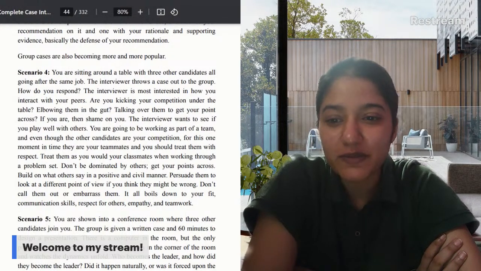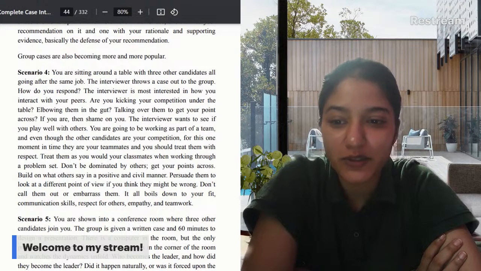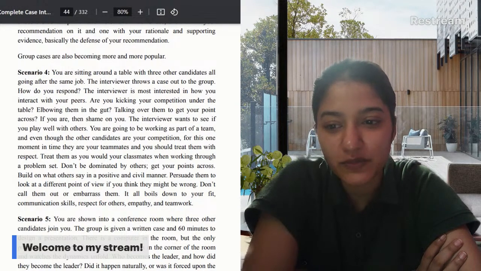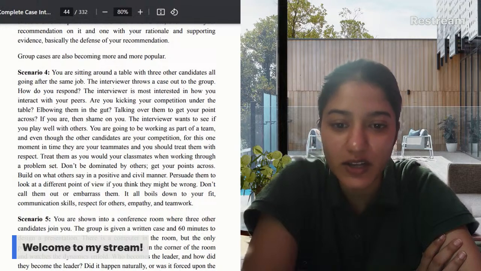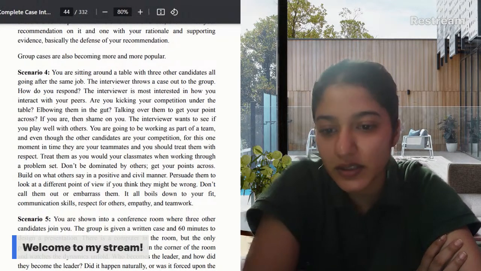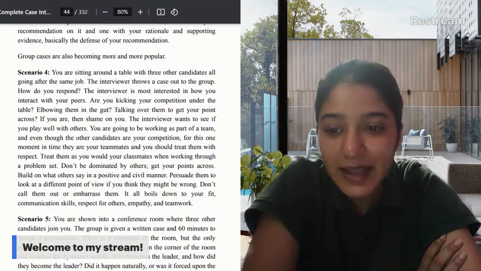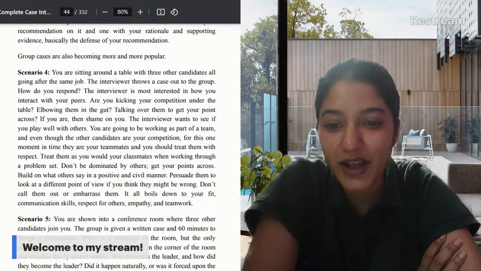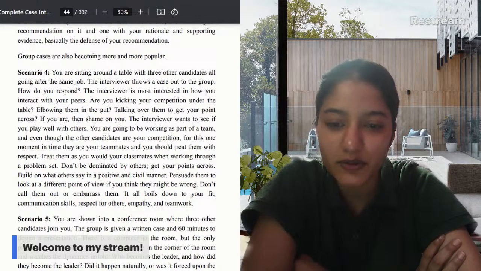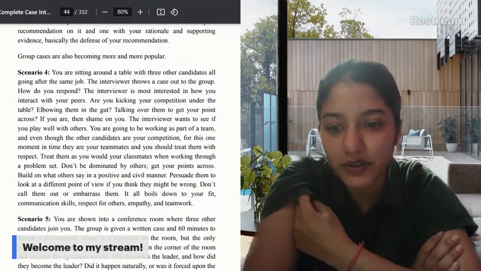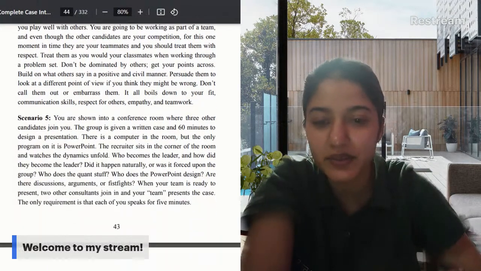The interviewer wants to see if you play well with others. You're going to be working as part of a team. And even though other candidates are your competition, for this one moment in time, they are your teammates, and you should treat them with respect. Treat them as you would your classmates when working through a problem set. Don't be dominated by others. Get your points across, but don't bulldoze others; be positive and civil. Persuade them to look at a different point of view. If you think they might be wrong, don't call them out or embarrass them. It all boils down to your fit, communication skills, respect for others, empathy, and teamwork.